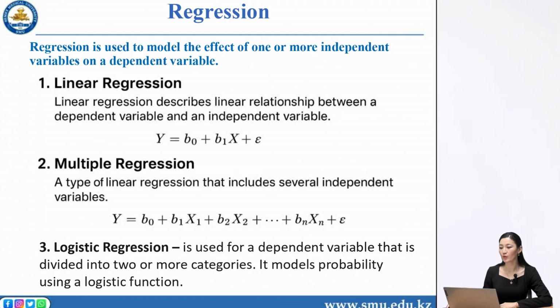Regression is used to model the effect of one or more independent variables on a dependent variable. Linear regression describes a linear relationship between an independent variable and a dependent variable. Here you can see the formula. Multiple regression, a type of linear regression that includes several independent variables. Here also the formula is shown. Logistic regression is used for a dependent variable that is divided into two or more categories. It models probability using a logistic function.